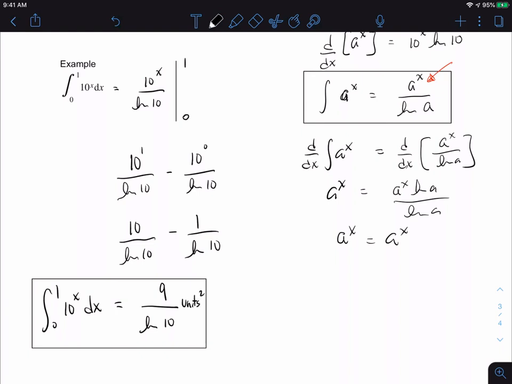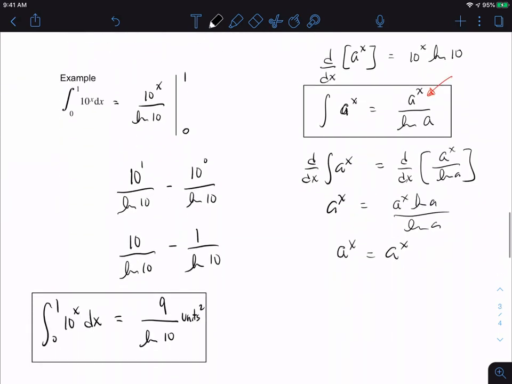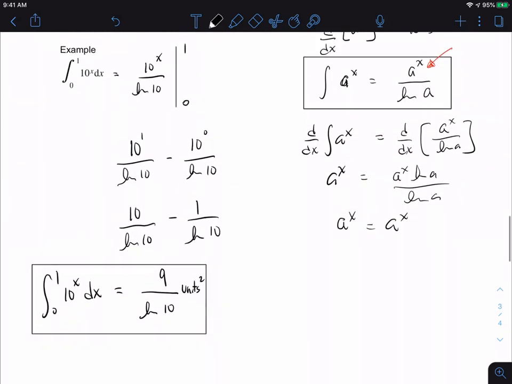Still units squared. Any of these things should be units squared, right? Because what are we doing here? We're finding the area under the curve. So it is a unit squared. Good question, Jake.